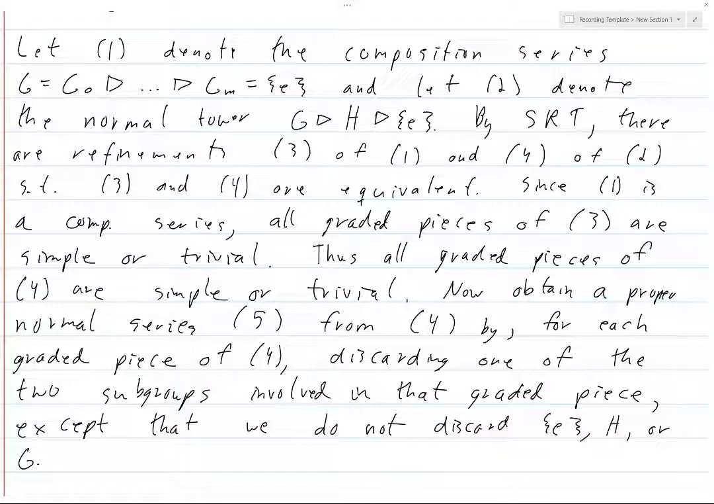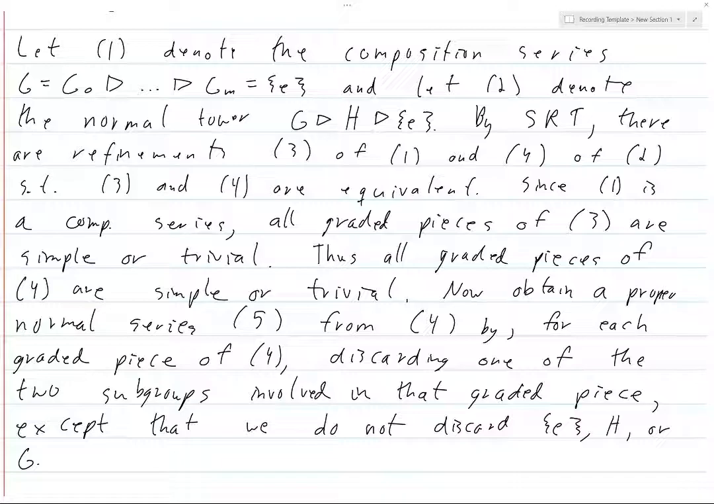So basically what's going on here is that we're taking this normal tower 4, and we're discarding things to make it proper. We're going to go through all of the graded pieces, and some of those graded pieces might be trivial. Now, any of these graded pieces is going to be like a quotient of 2 subgroups, and those subgroups will be two subgroups that appear next to each other in the normal tower.